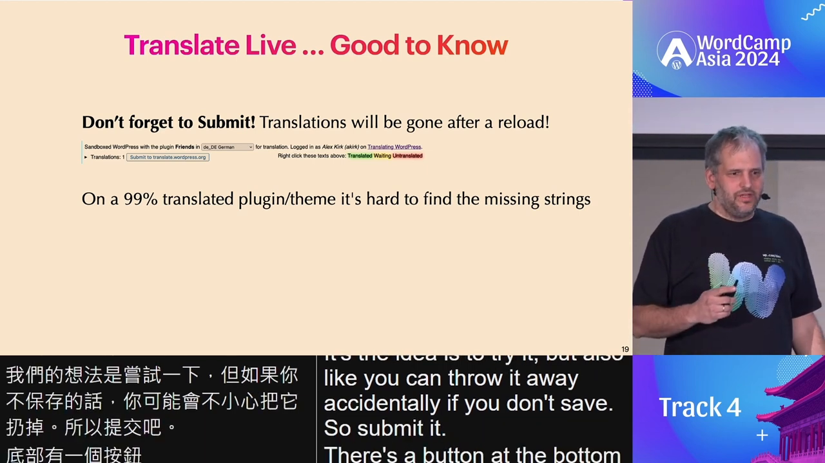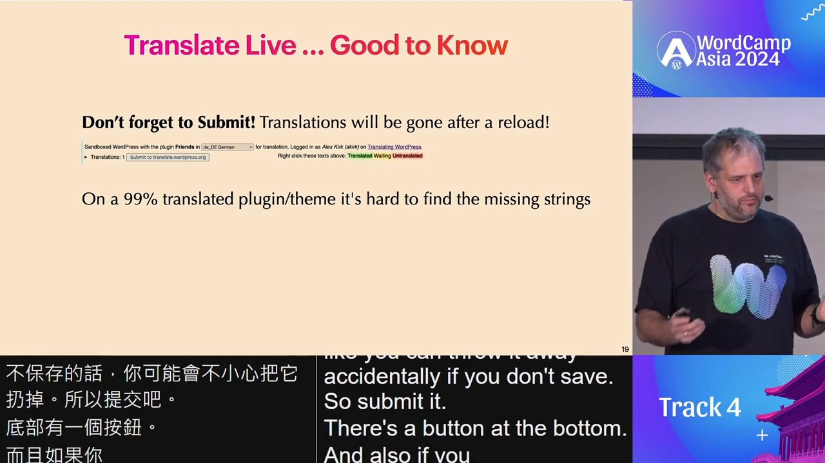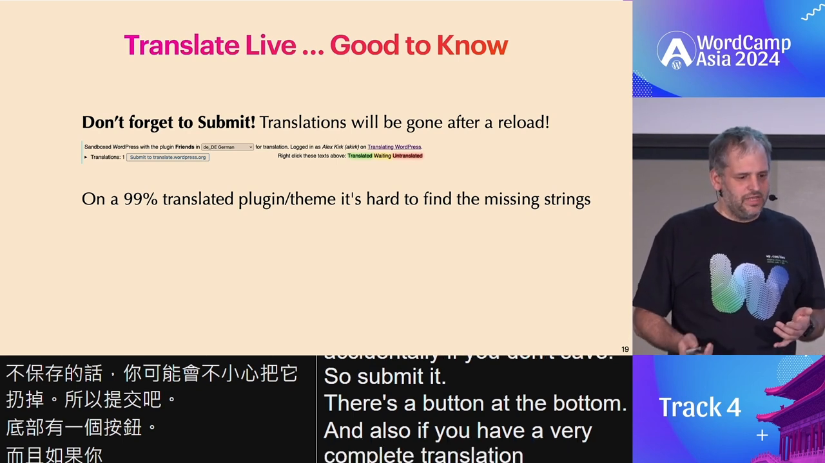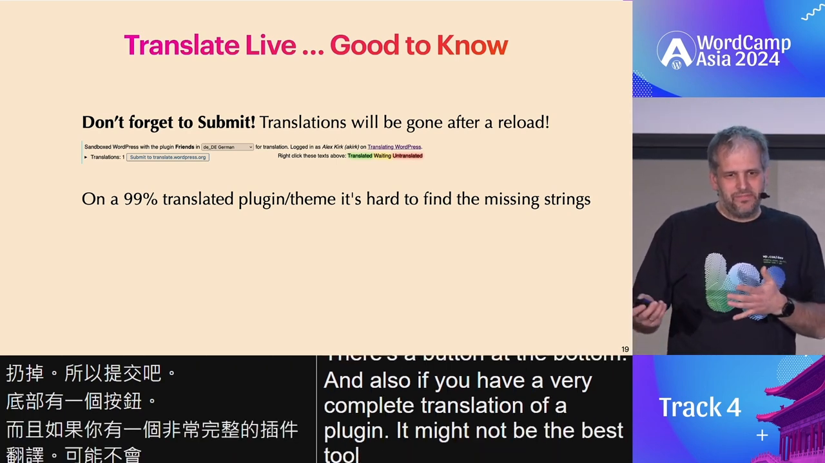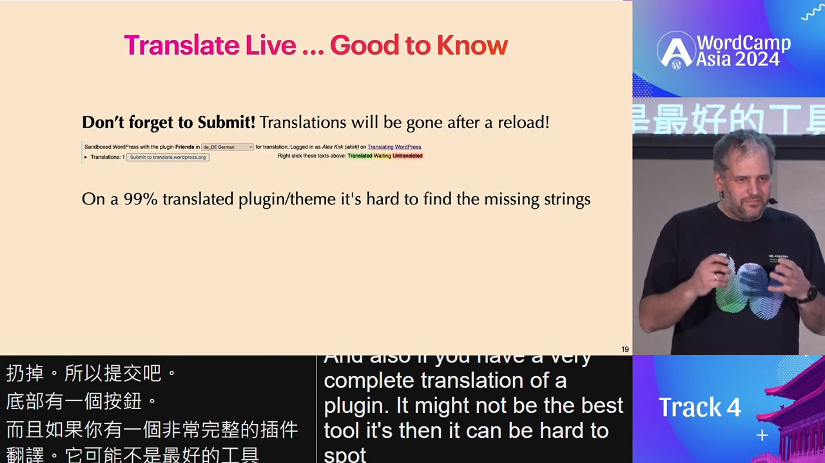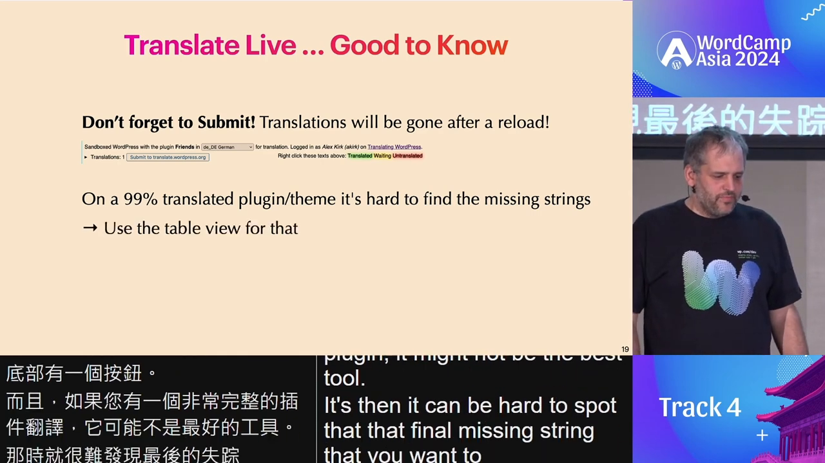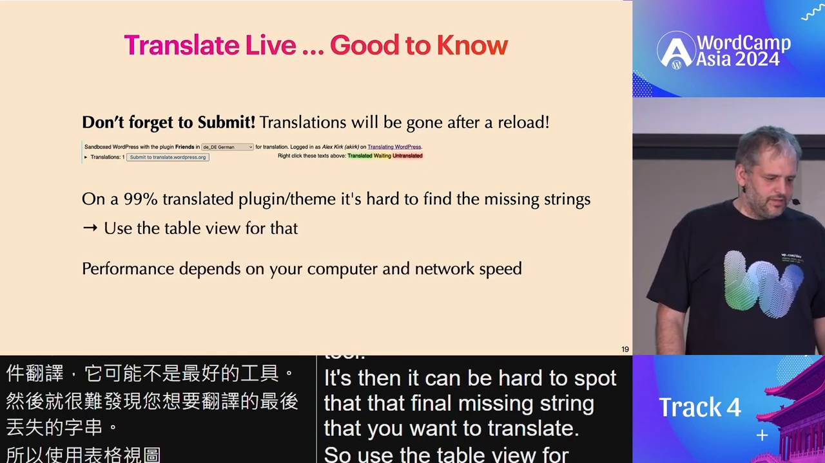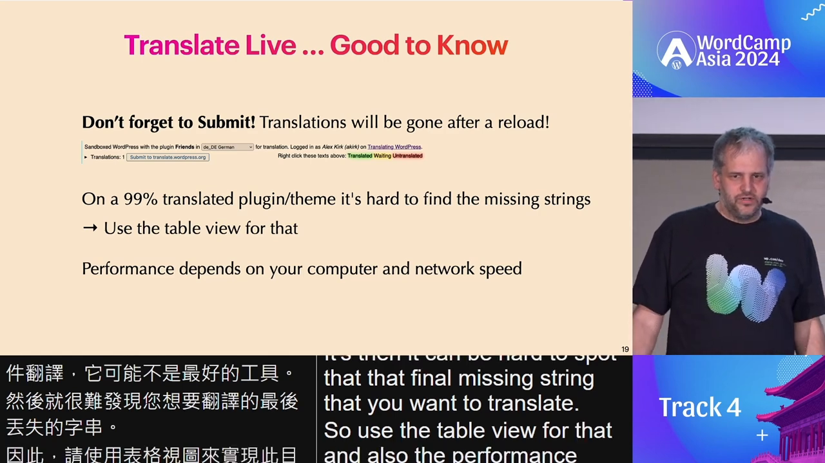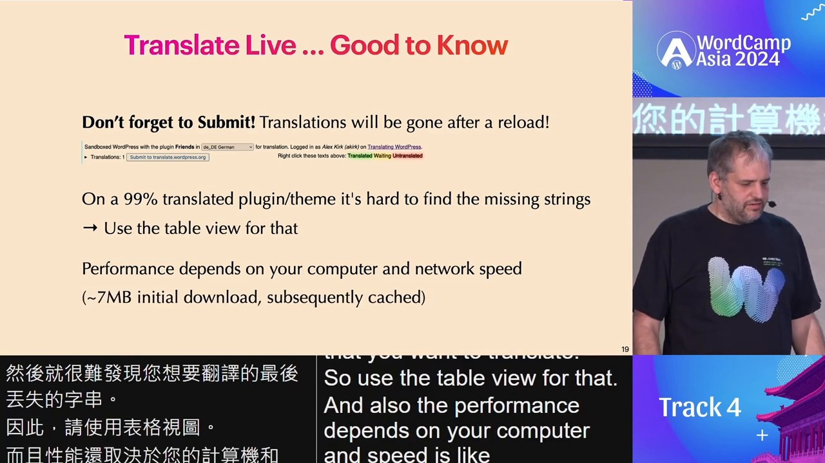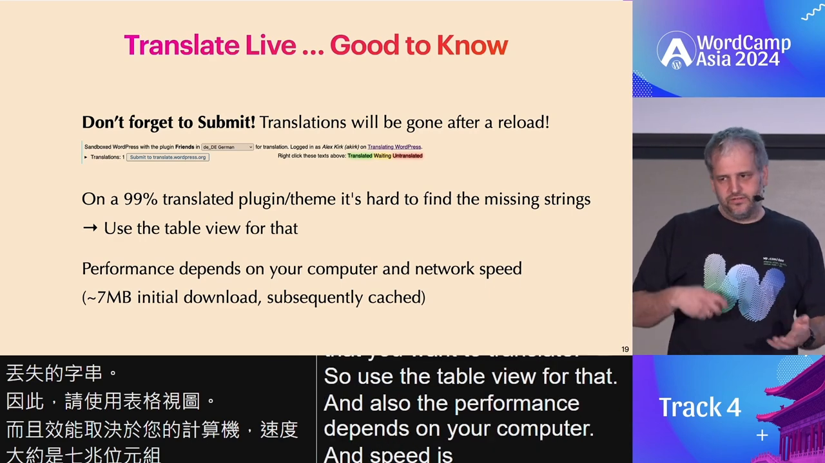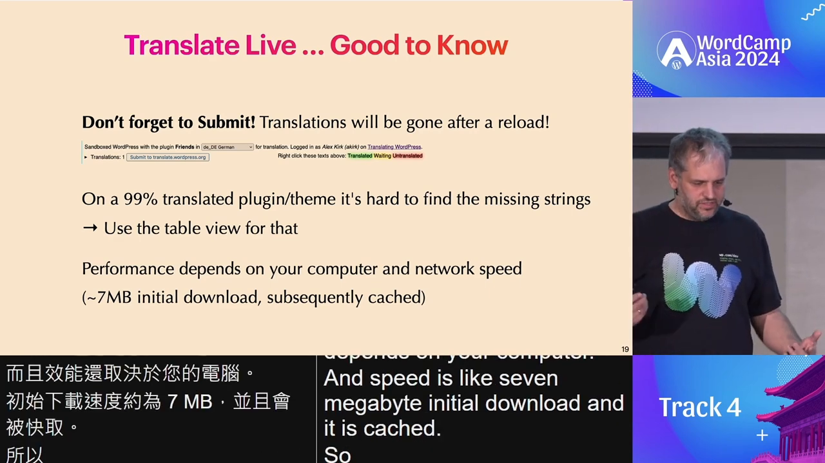And also, if you have a very complete translation of a plugin, it might not be the best tool. Then it can be hard to spot that final missing string that you want to translate. So use the table view for that. And also, the performance depends on your computer. And speed is like 7 MB initial download. And it is cached, so the next time you try it, it loads faster. But just keep that in mind.